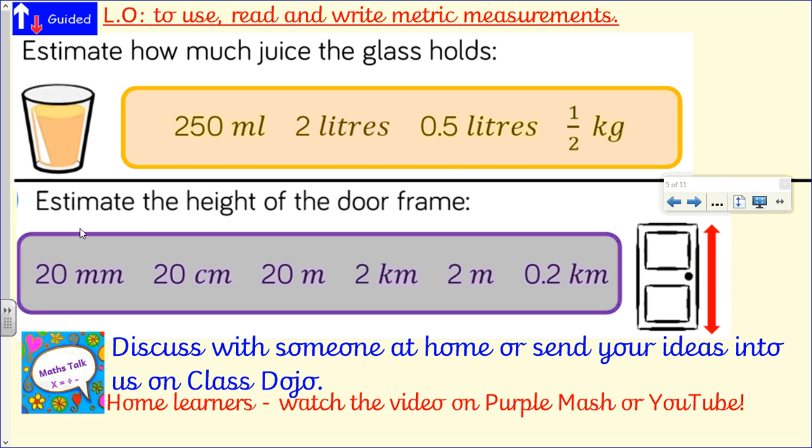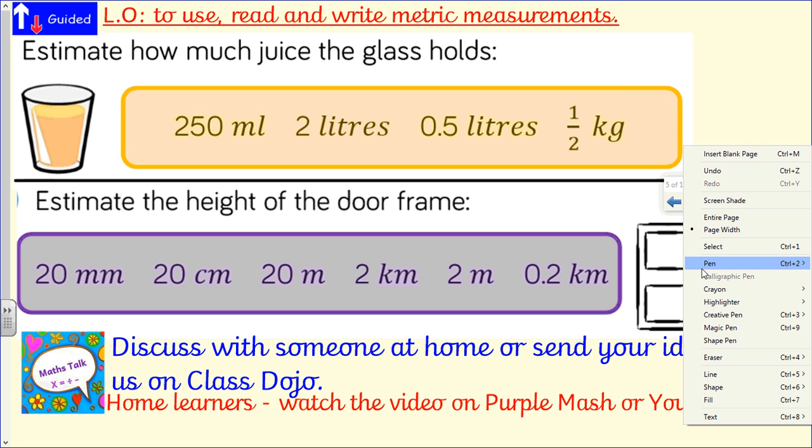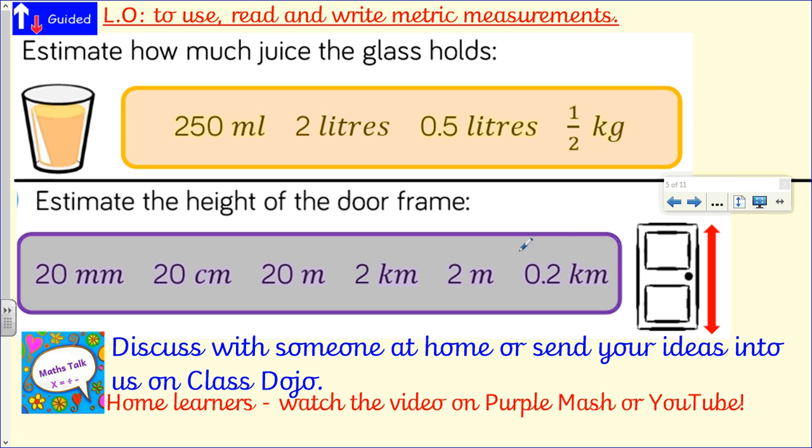And then as well, there's another estimate here. Estimate the height of a door frame. So again, in class, I'd be pointing out the door in the classroom. Clearly you've got doors in your house, people. So estimate the height of one of the doors in your house. Is it 20 millimeters? Is it 20 centimeters? Is it 20 meters? 2 kilometers? 2 meters? Or 0.2 kilometers? 0.2 kilometers, I will give you, is 200 meters.